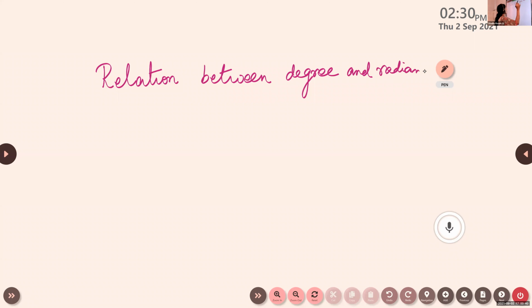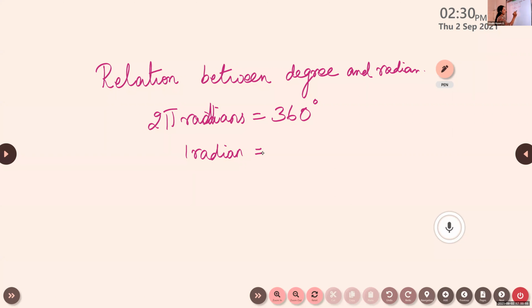So 2 pi radians will be same as 360 degrees. Therefore, 1 radian will be same as 360 by 2 pi, which is same as 180 by pi. 2 pi radians is 360 degrees, therefore what is 1 radian? You divide by 2 pi. 360 by 2 pi, which is 180 by pi degrees.